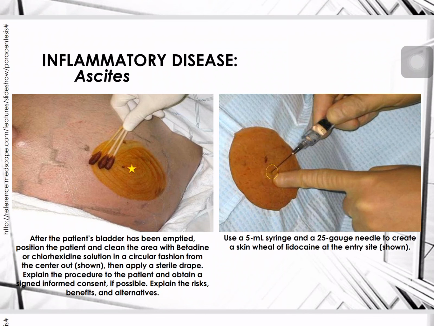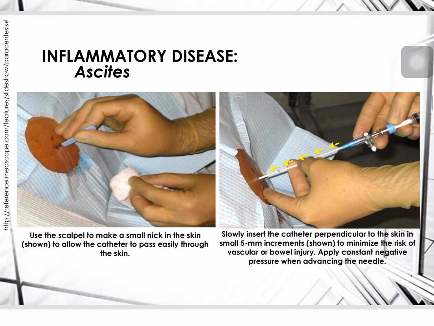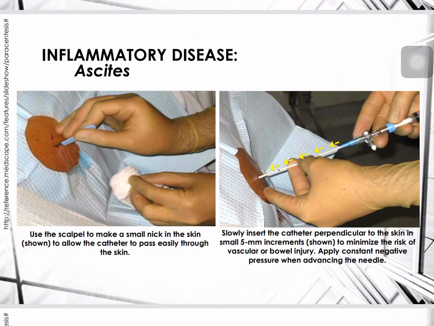Use a 5 ml syringe and a 25 gauge needle to create a skin wheal of lidocaine at the entry site. Use the scalpel to make a small nick in the skin to allow the catheter to pass easily through the skin. Slowly insert the catheter perpendicular to the skin in small 5 mm increments to minimize the risk of vascular or bowel injury. Apply constant negative pressure when advancing the needle.